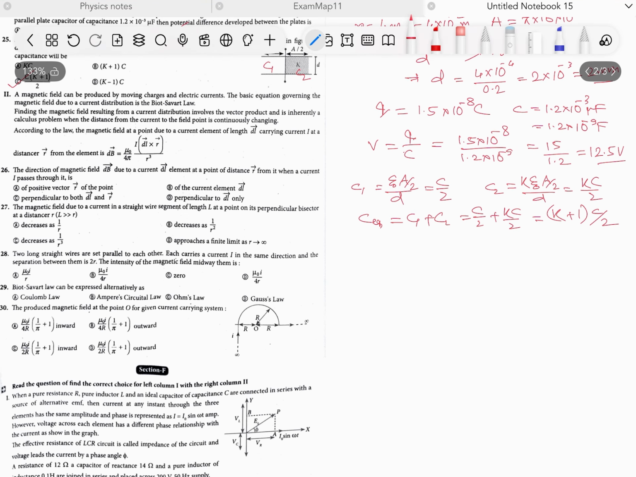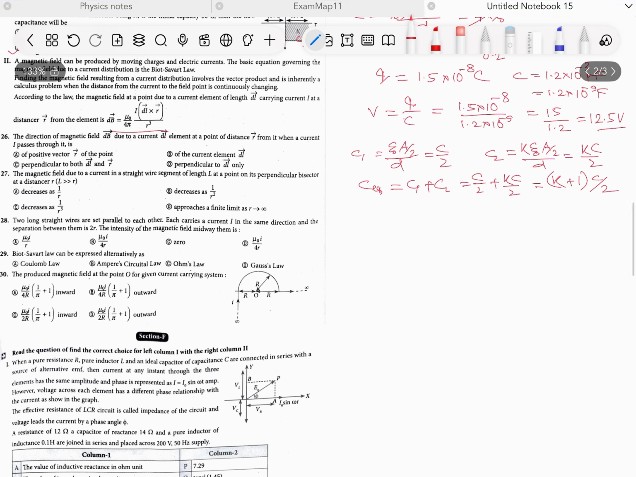Now questions number 26 to 30, from Biot-Savart law. Given the vector form of the Biot-Savart law, the question is the direction of the magnetic field. The direction of the magnetic field is obviously perpendicular to both dL and R, dL cross R, so option C is the right answer. And for a straight wire, the magnetic field will become mu 0 I by 2 pi R at a given point. So basically B is proportional to 1 by R, so B decreases as 1 by R.